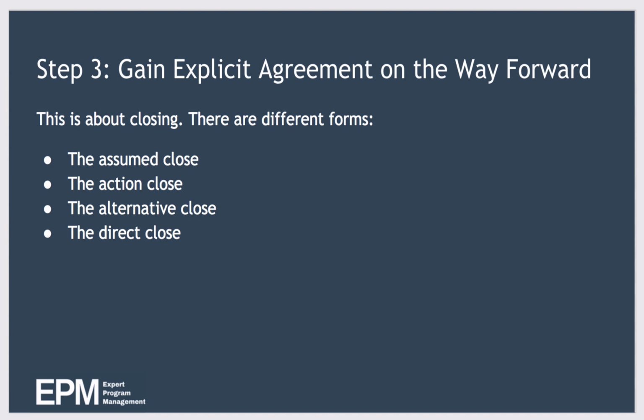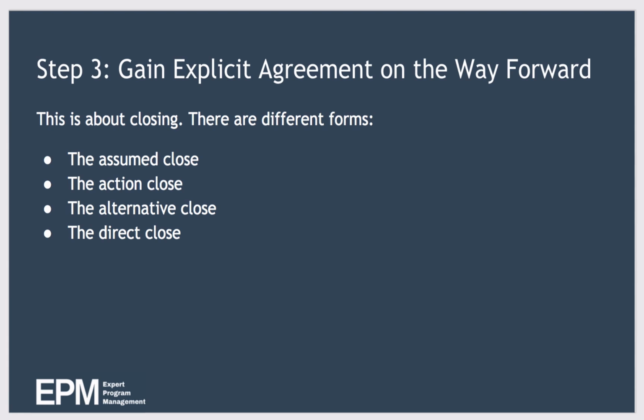So the first one is the assumed close. And this is where you simply indicate what action you're going to take going forward. Now, it's a very assertive close, as it assumes the other person's agreement. And if you're going to use this close, be sure that they really do agree. The second close is the action close. This is similar to the assumed close, but you focus on the next steps that you're going to take and then ask if the person agrees with the next steps you've outlined.